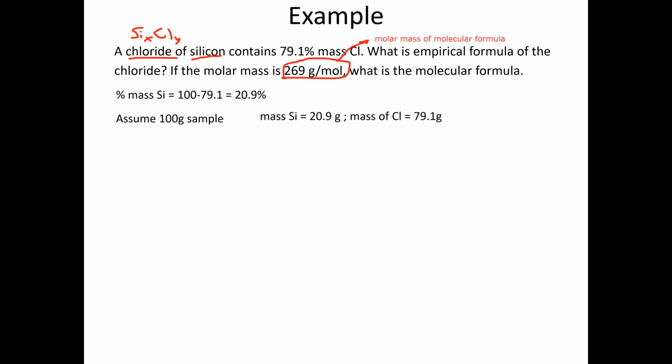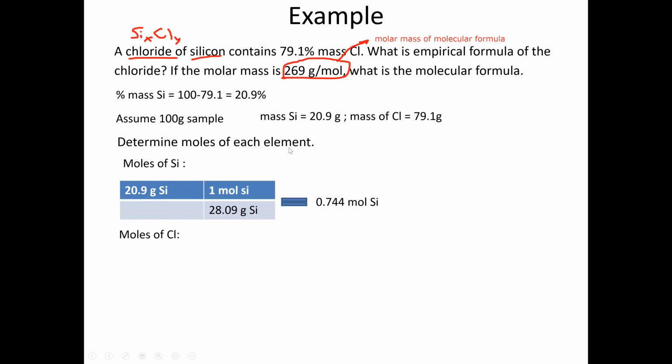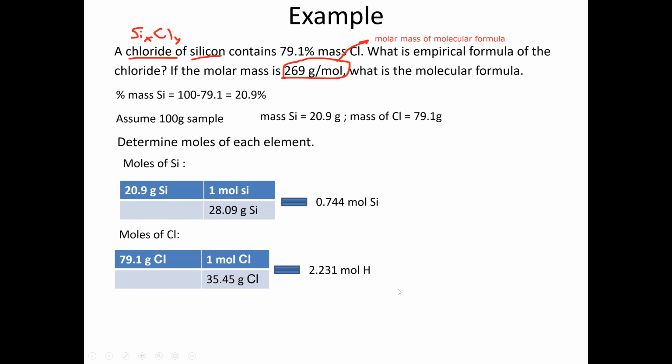So what's the next step? That's right, we're going to determine the moles of each. Now when we find the moles of chloride, we're going to divide by 35.45. We're not using Cl2. So now we have the moles of each element, and this should be chloride here. I apologize, copy and paste function.